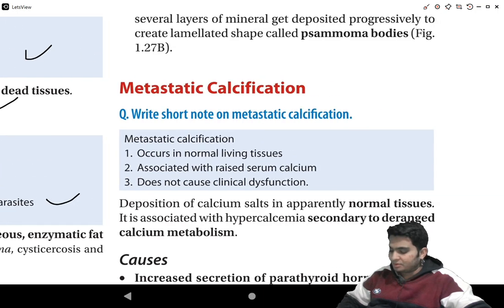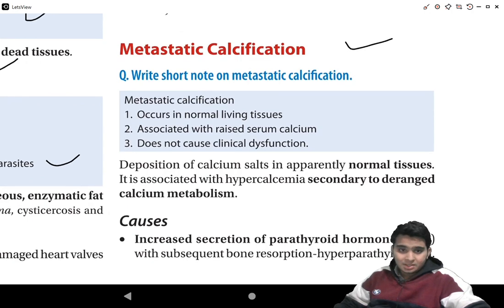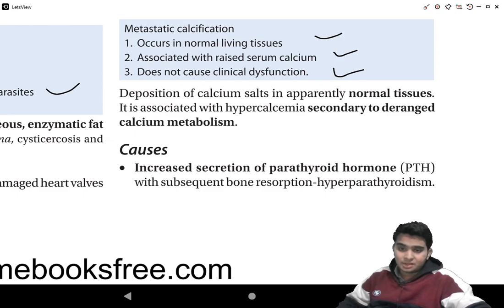Now let's talk about metastatic calcification. It is the deposition of calcium salts in normal tissues, associated with hypercalcemia secondary to deranged calcium metabolism. The point to remember about metastatic calcification is that it occurs in normal living tissues associated with raised serum calcium, and does not cause clinical dysfunction. Dystrophic calcification mostly causes organ dysfunction.